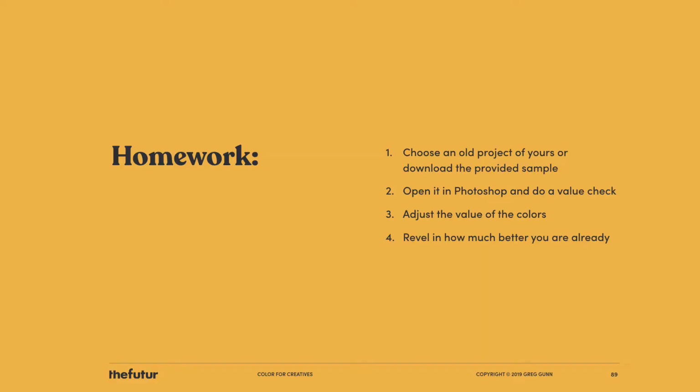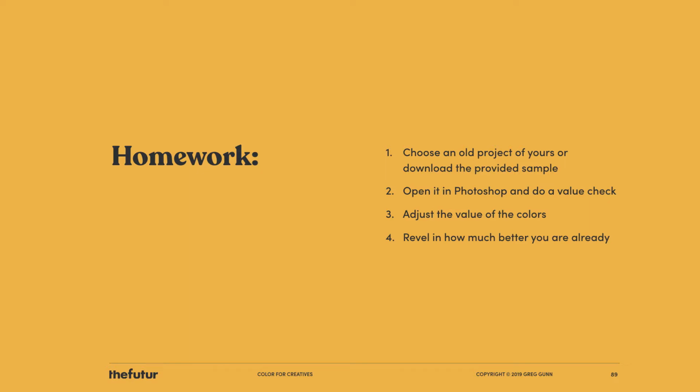And it's time for some homework. So here's what we're gonna do. I want you to start by opening a project of yours. Now it could be old, it could be new, you could still be working on it, it doesn't matter. Just make sure it uses more than one color. So then you're gonna open that in Photoshop or whatever it is you're using, and I want you to do your own value check on it.